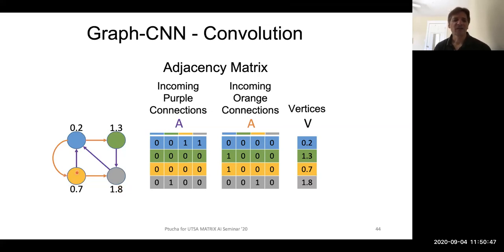But some of these connections may be wind speed. The purple could be wind speed. The orange could be pressure. I'm not a meteorologist, so please ignore that. But the point is that you have many things which would affect the temperature.